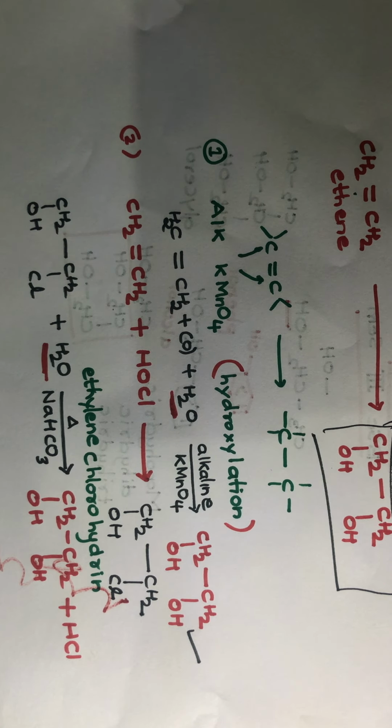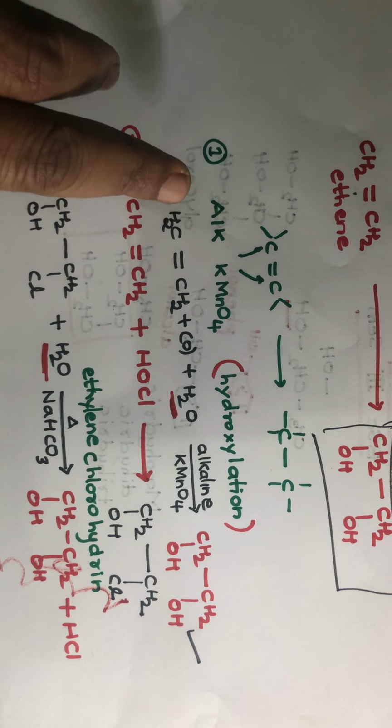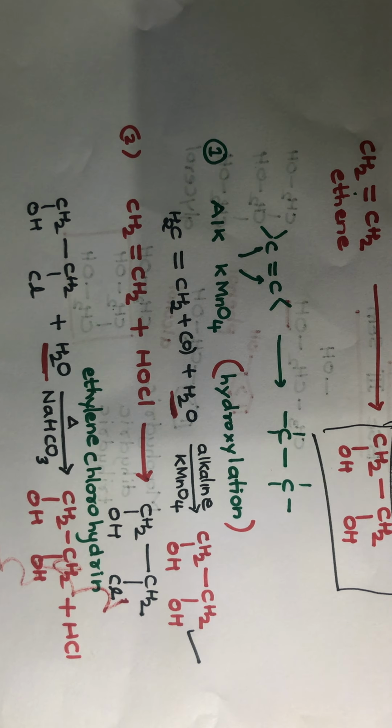So we got an idea regarding the preparation of ethylene glycol. This was about alcohols: the classification of alcohols into primary, secondary, monohydric, dihydric as well as trihydric based on the OH groups, and then preparation of ethylene glycol from ethene. So this is the hydroxylation reaction, and this is the reaction with HOCl, that is hypochlorous acid, followed by hydrolysis. Okay, thank you.